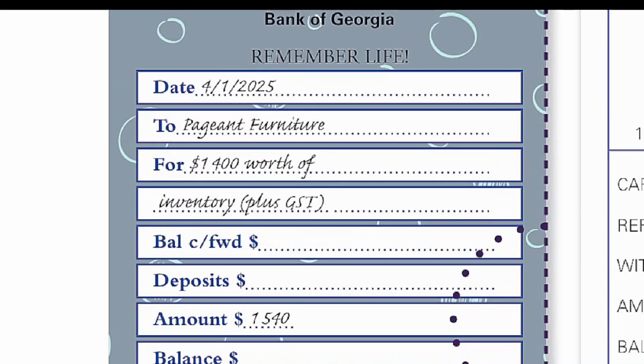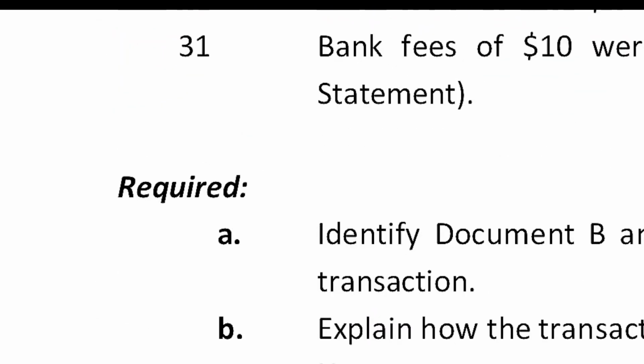What is the double entry for this? Tell me. Yes, Nevin, you want to tell? Debit inventory. How much? 1400. Yep, very good. Then? Debit GST clearing, 140. And credit bank, 1540. Is it correct? Yeah, it is a cash payment. It's not a purchase of inventory on credit, right? So then please write the double entry, guys. Right, I will write it.